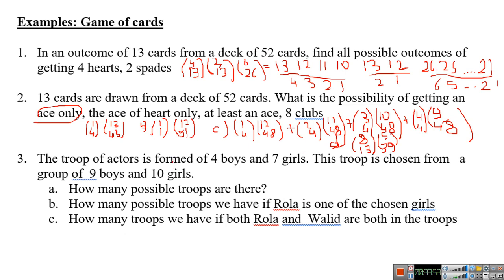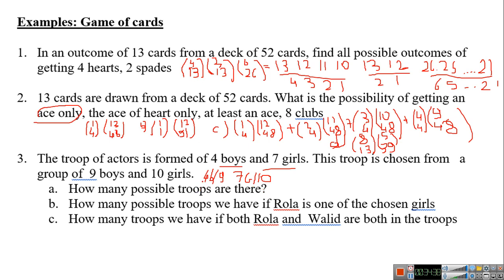Number 3, a troop of actors is formed of 4 boys and 7 girls. This troop is chosen from a group of 9 boys and 10 girls. I want to pick 4 boys out of 9, and I want to pick 7 girls from 10. How many possible troops do I have? Let's say, for example, the first one I pick is going to act in act number 1 or 2. Anyway, I can pick them in the way I want. Order not important, so combination.